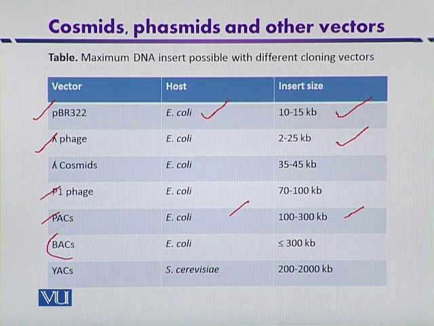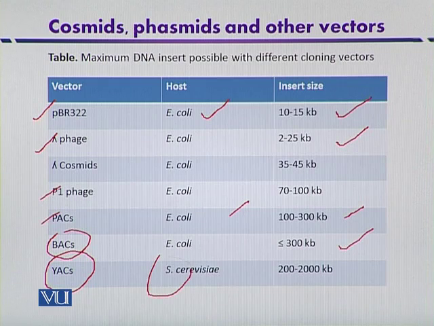And bacterial artificial chromosome can clone up to 300 kilobase. The larger DNA fragments can be cloned by using YACs, yeast artificial chromosomes, and the host organism is Saccharomyces, and it can clone between 200 to 2000 kilobase DNA fragments. So this is the comparison of different cloning vectors that can be used to clone different fragments of DNA that are variable in their sizes.